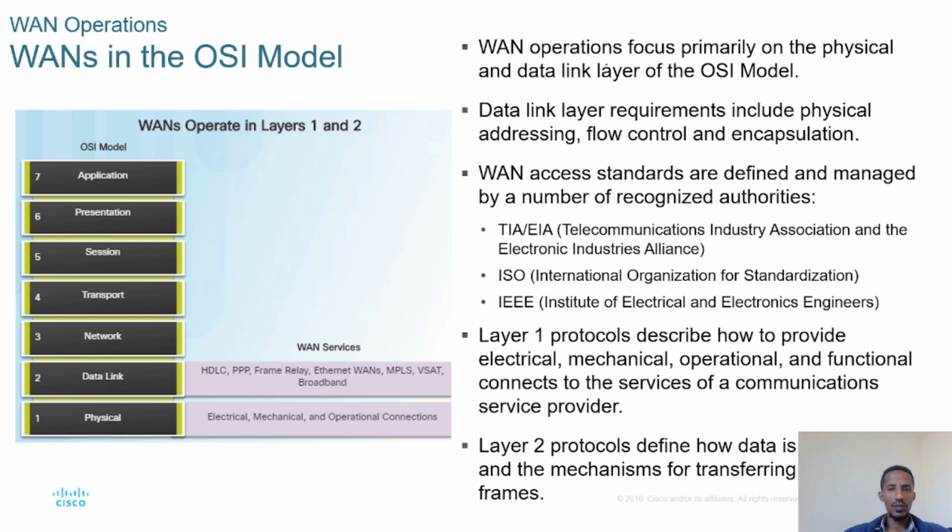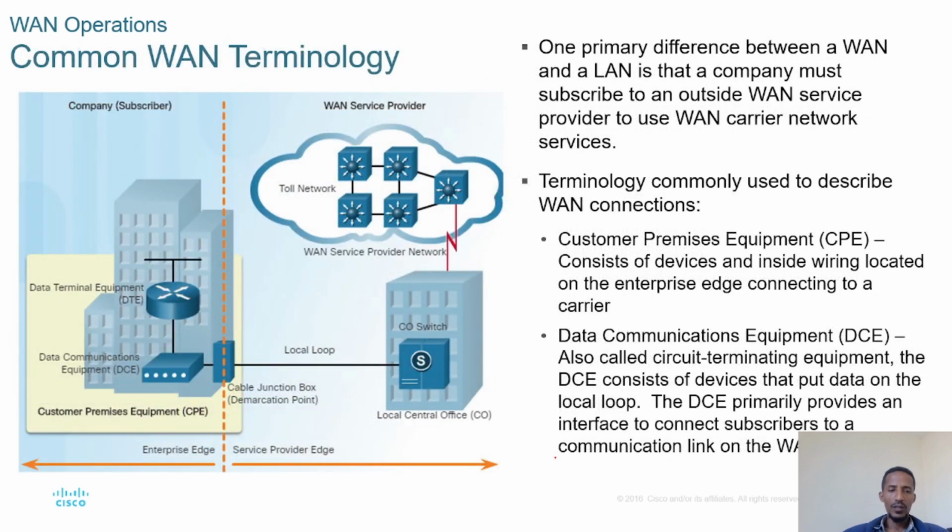WAN usually focuses on the physical and data link layers, because whenever you relay a message between routers, they will use the data link layer protocol and the physical layer protocols. I think we do know that layer 1 specifies electrical and mechanical signals, and layer 2 specifies data encapsulation and different issues. Whenever you have a WAN, there are some terminologies that we use.